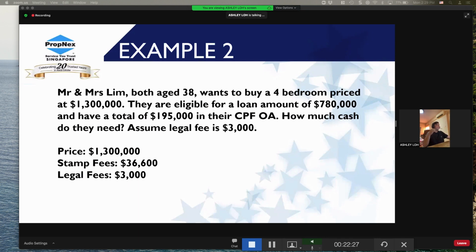Example two. Okay. Both age 38 want to buy a 4-bedroom priced at 1.3 million. They are eligible for a loan amount of 780,000 with a total of 195,000 in their CPF. Okay, take some time to actually do this question. This one is an activity. Just give me the answer later.